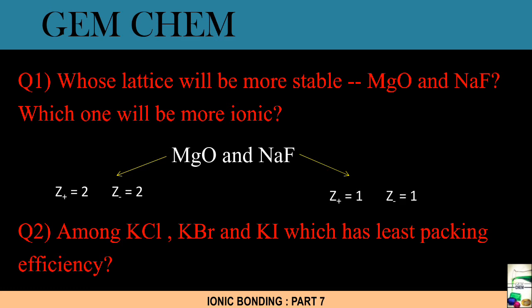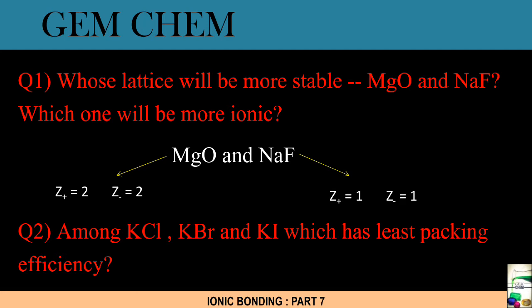Now for magnesium oxide we have seen that this Z plus and Z minus is 2, while for sodium fluoride it is 1, 1. Thus from the Born-Lande equation we can write that the magnitude of lattice energy in magnesium oxide will be higher as compared to sodium fluoride. Hence magnesium oxide will form a more stable lattice having greater ionic character as compared to sodium fluoride. Clear? This is the explanation for this. So we have magnesium oxide being the more stable lattice.